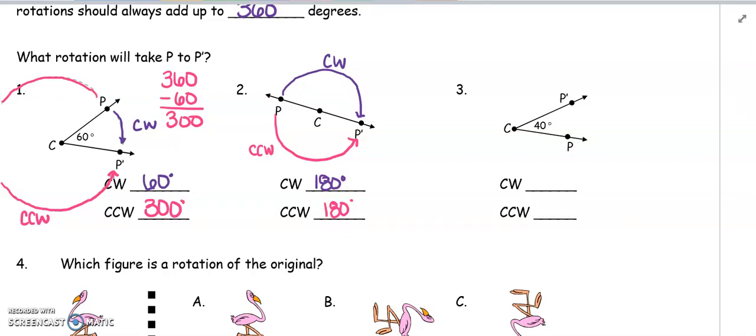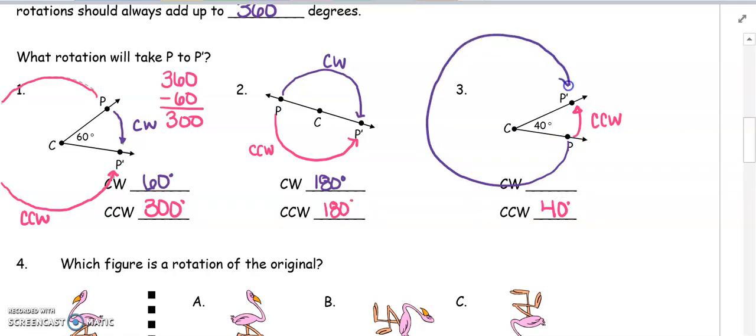Now let's take a look at number 3. I want to do the short way first. To go from P to P prime, this is the counterclockwise rotation here, and that is 40 degrees. If we go around the long way, the big circle there, that's the clockwise. To figure out the clockwise rotation, all we have to do is subtract that 40 from 360, and we'll see that it is 320 degrees.